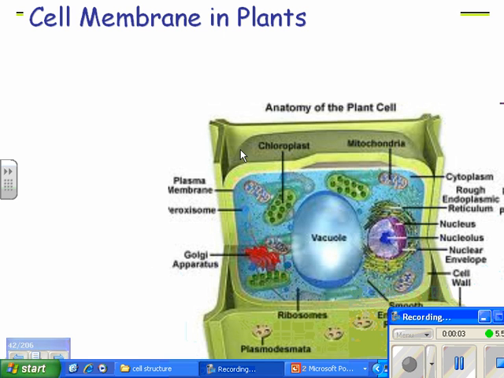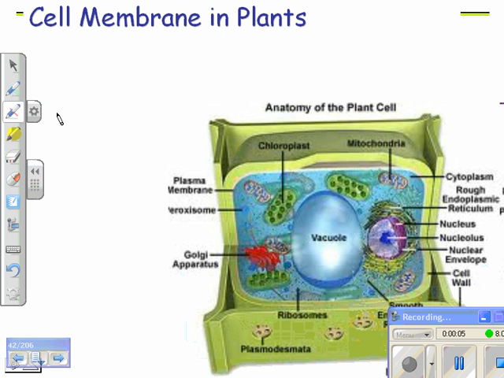Cell membrane in plants. And this thing is the cell membrane. And the cell membrane is the thing that decides what can go into the cell and what can go out of the cell. It's a barrier between the stuff that's inside and the stuff that's outside. That's not really the function of the cell wall.